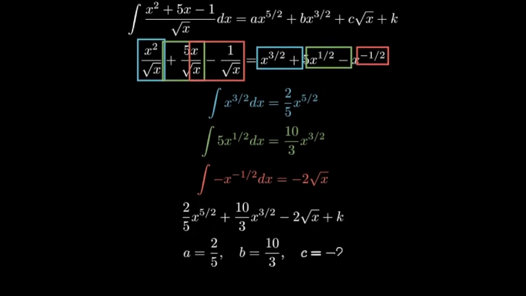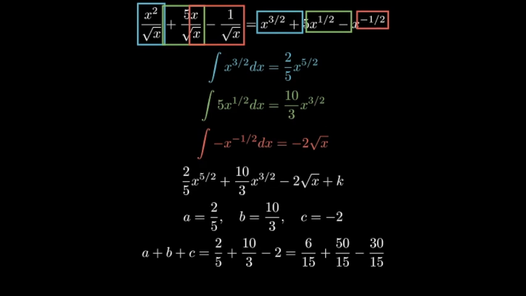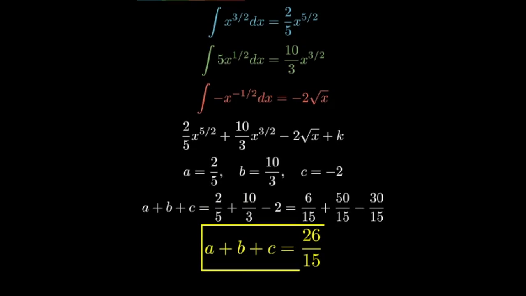Comparing this to our original right-hand side, we can identify that a equals 2/5, b equals 10/3, and c equals negative 2. Now we can find a plus b plus c. Adding these fractions with a common denominator of 15, we get 6/15 plus 50/15 minus 30/15. This simplifies to 26/15. Therefore, the value of a plus b plus c is 26/15.